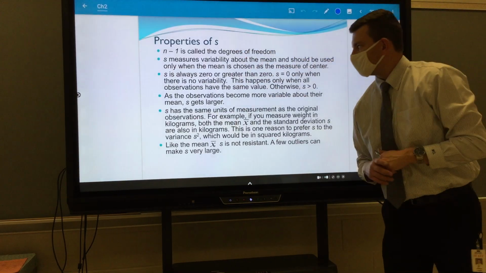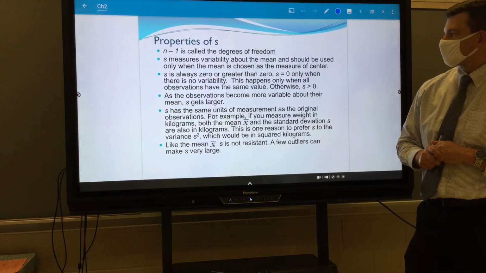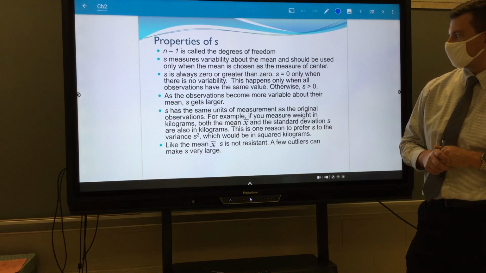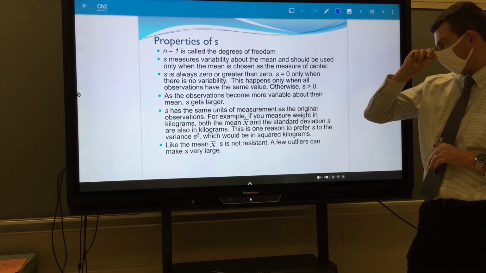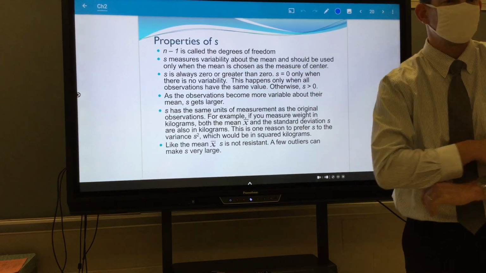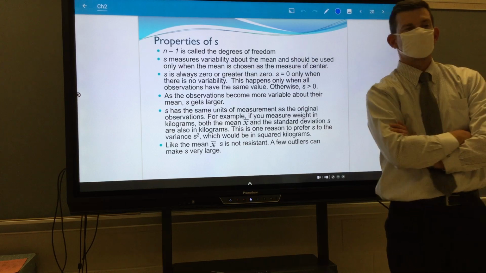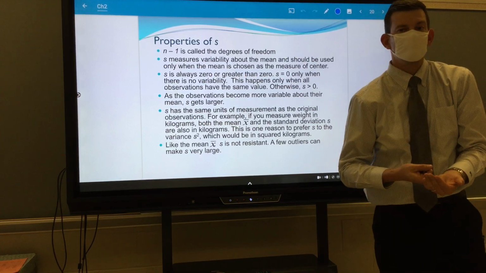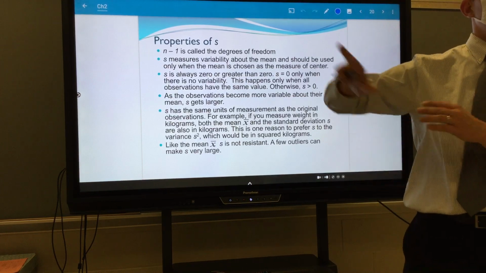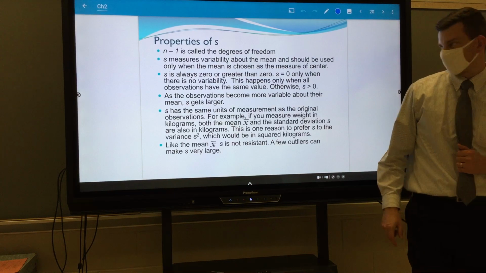That's what I was saying. N minus 1 is called the degrees of freedom. Sample standard deviation measures the variability about the mean and should be used only when the mean is chosen as the measure of center. It doesn't really make any sense for us to be working with median and use a standard deviation. Okay? Standard deviation is calculated from the mean. You're speaking a different language, a different measure of center, if you're bringing in the median.